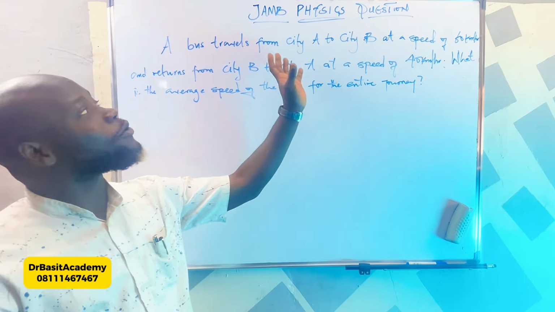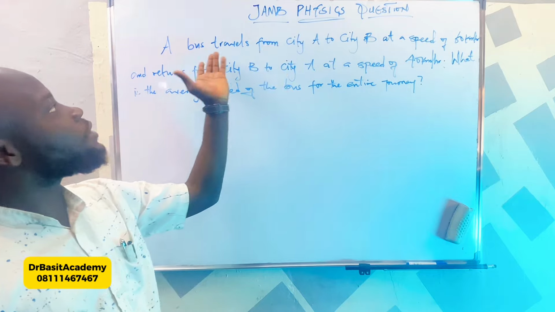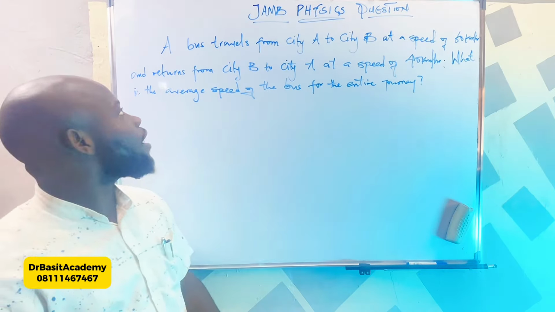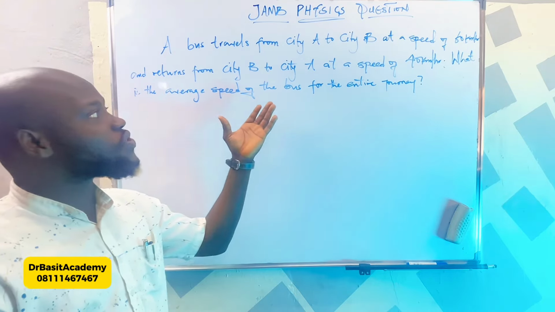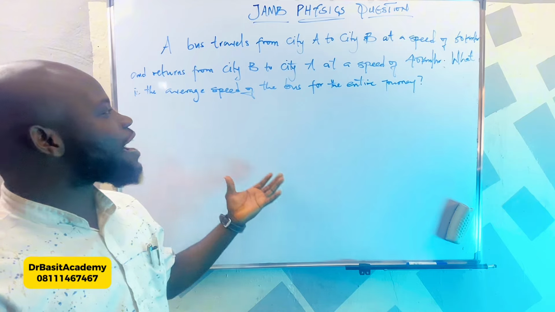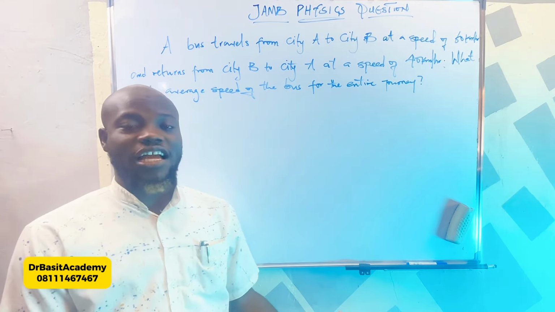In today's class, we shall be looking at this question. A bus travels from city A to city B at a speed of 60 km per hour and returns from city B to city A at a speed of 40 km per hour. What is the average speed of the bus for the entire journey?